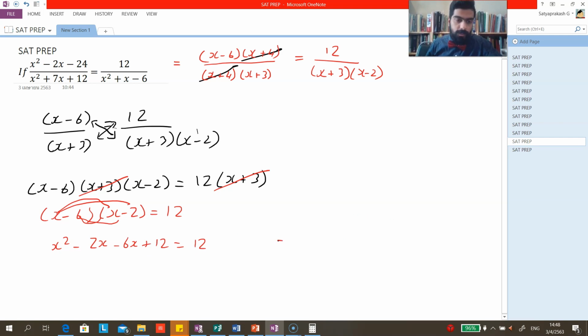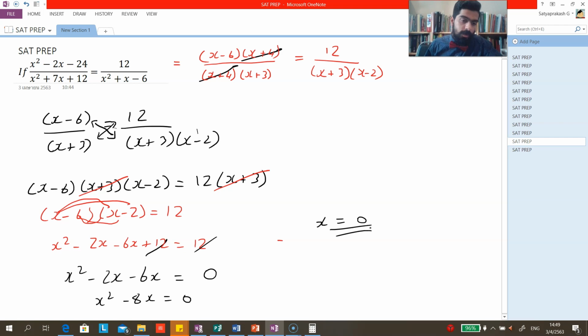Now what do we see here? We see that these two also can simplify. So what do we have? We have x squared minus 2x minus 6x is equal to 0. And we have x squared minus 8x is equal to 0. Therefore, x would also equal 0 in this case. Okay, guys, x would also equal 0. And there we go, guys. So this is the end of it.